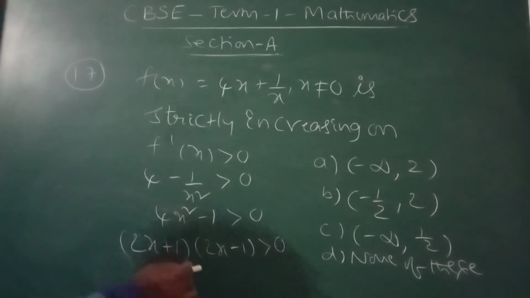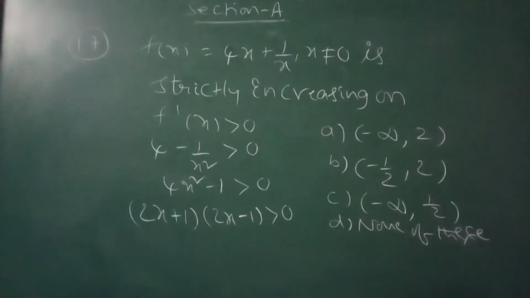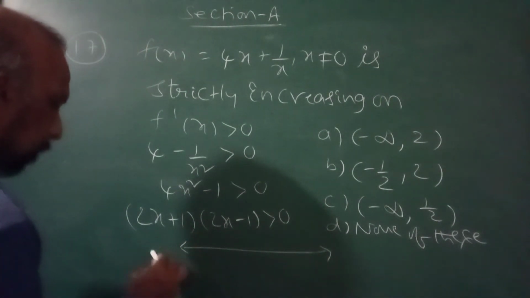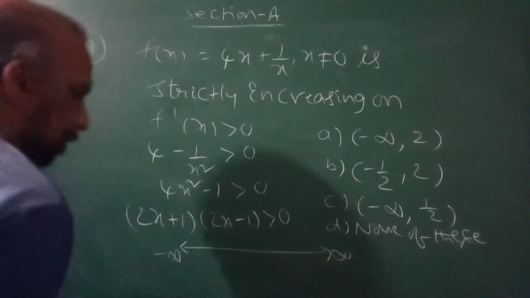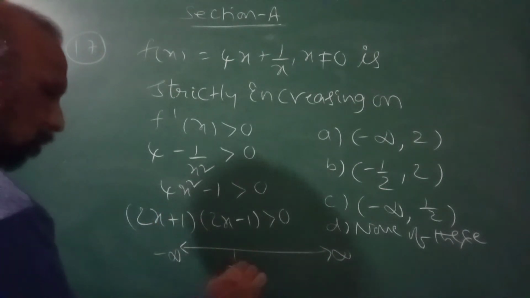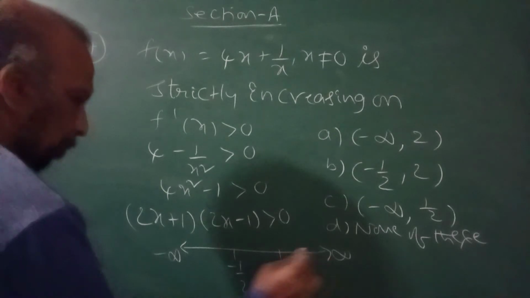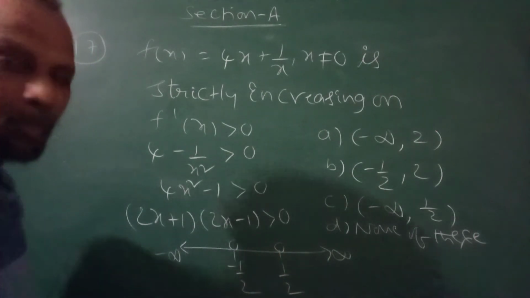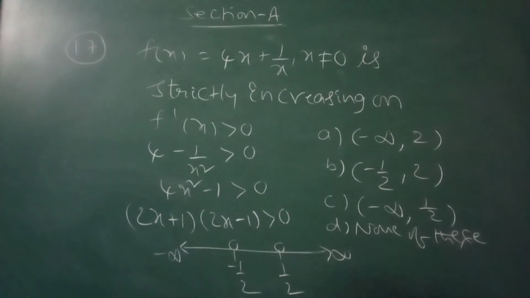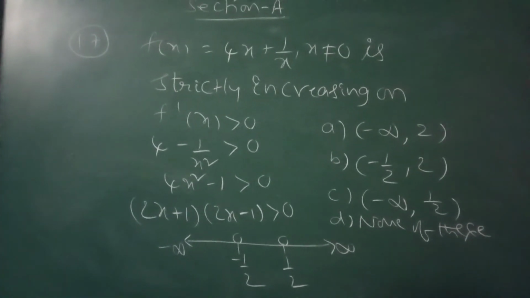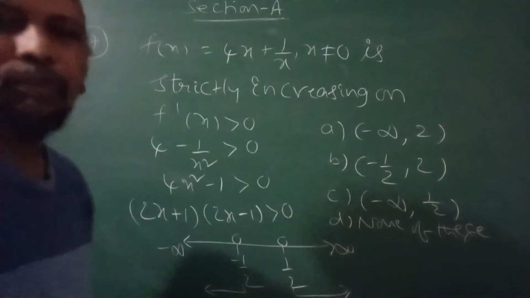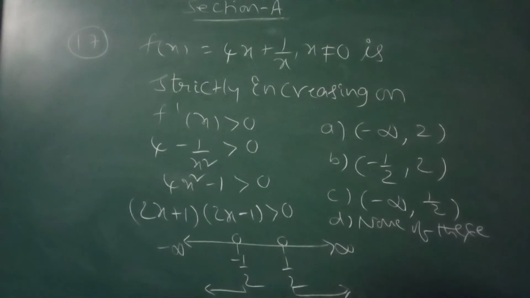The meaning of this is that x does not lie between minus 1 by 2 and 1 by 2. I can write minus infinity and plus infinity here. Now you can write minus 1 by 2 and 1 by 2, excluding these values. When greater than 0 is there, the x value does not lie between these two. You get the answer left of this, right of this.